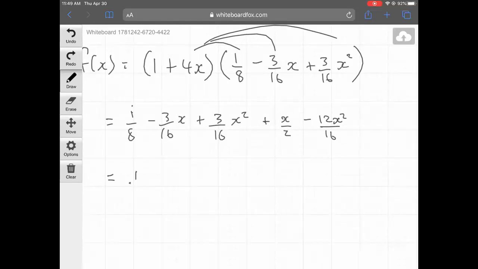1/8 doesn't get added to any other number. Then we've got minus 3 over 16 plus 8 over 16. 8 take 3 is 5, so this is 5 over 16x. And 3 over 16 minus 12 over 16 is minus 9 over 16x squared. Okay.